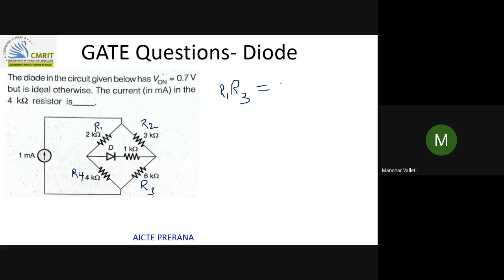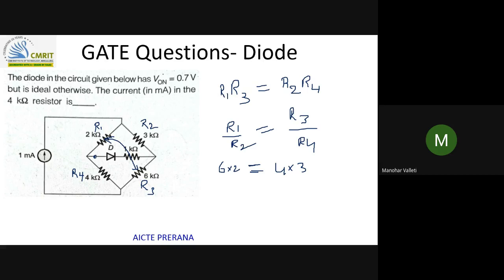R1 multiplied by R3 equal to what? Opposite resistances have to be multiplied. R2 multiplied by R4. We are saying R1 by R2 equal to R3 by R4. Anything is fine, right? I remember that opposite resistances have to be multiplied. So now you multiply 6 into 2 equal to 4 into 3. Means if this quantity is the same, then the bridge is balanced.